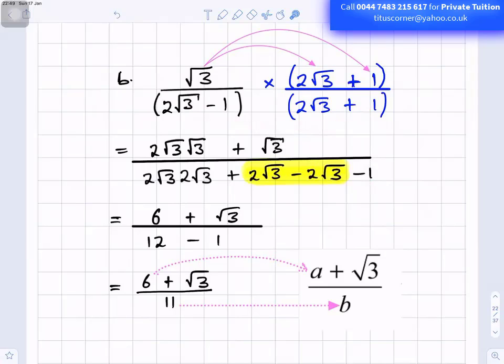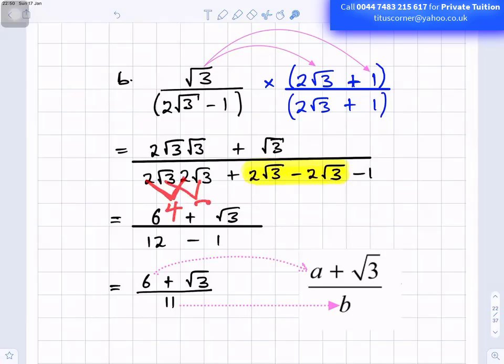So in the numerator, root 3 times root 3 is 3, and 3 times 2 is 6, because root 3 is the same as 3 to the half times 3 to the half. Half plus half is 1, so it's 3 to the 1. 2 times 3 is 6, plus the root 3. In the denominator, 2 root 3 minus 2 root 3 is 0. And 2 times 2 is 4.